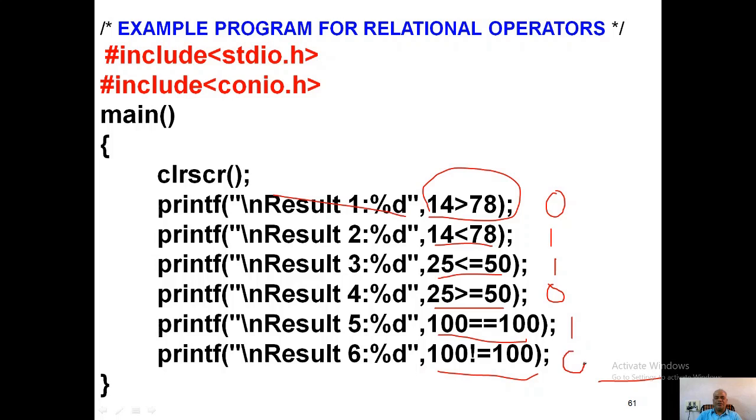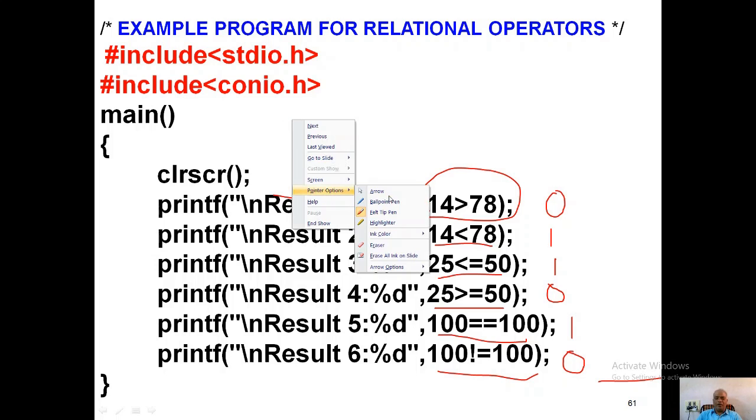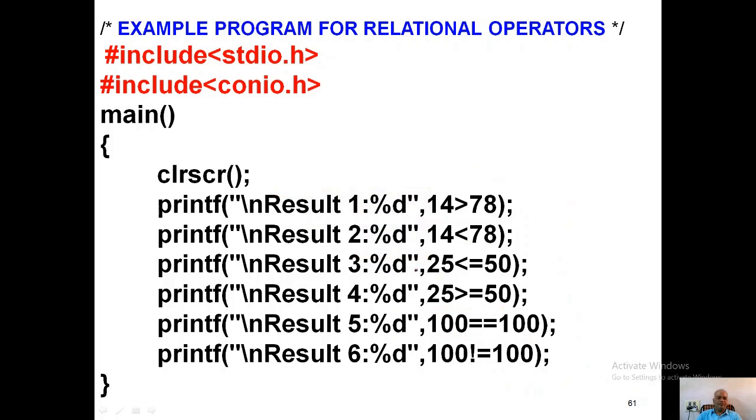Please observe that if we use any relational operator and the resultant value is 1, then automatically it is a true condition. If the resultant value is 0, then it is known as a false condition. I hope you all understood this concept. The output of this is always going to be either 0 or 1.